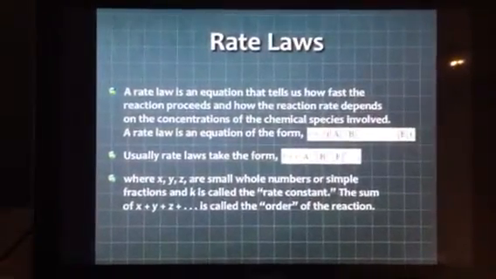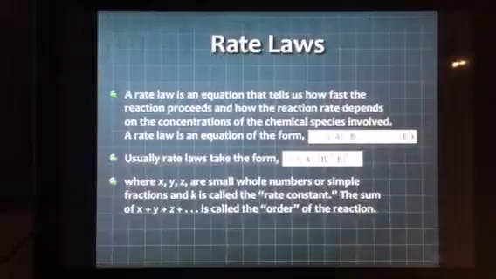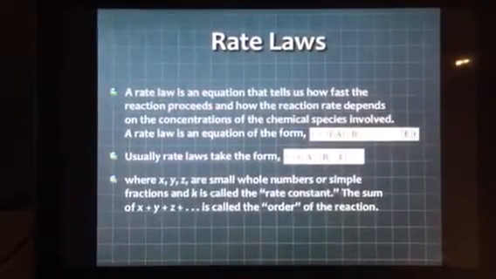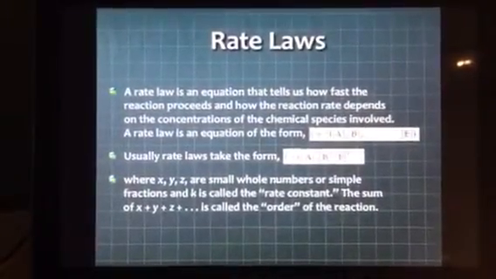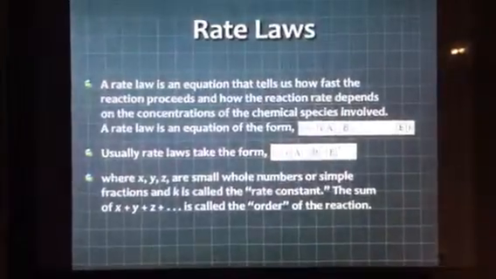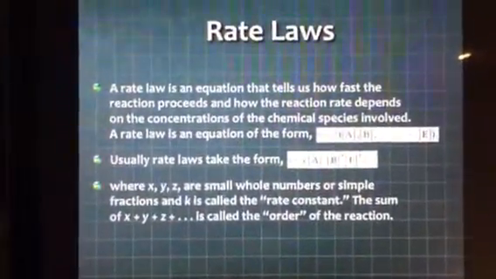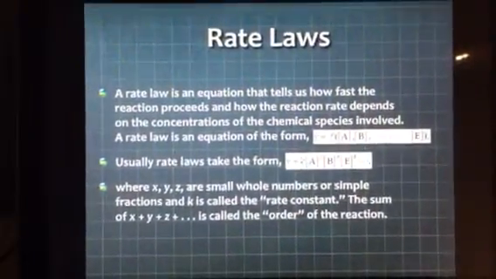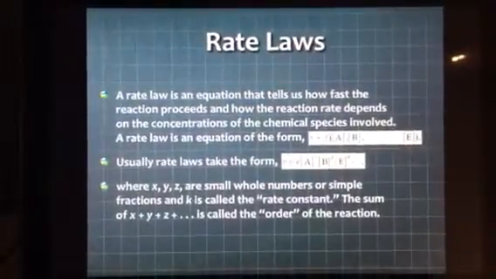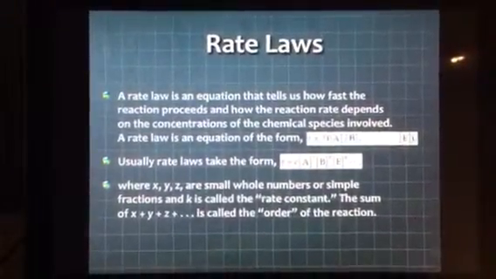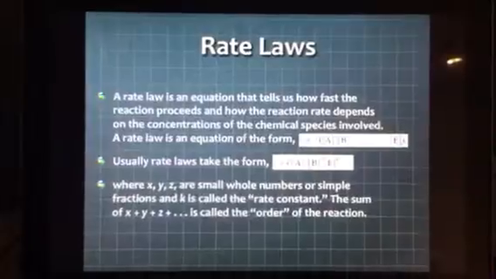Usually, rate laws take the form we show below, where x, y, z are small whole numbers or simple fractions, and k is called the rate constant. The sum x plus y plus z and so on is called the order of the reaction.